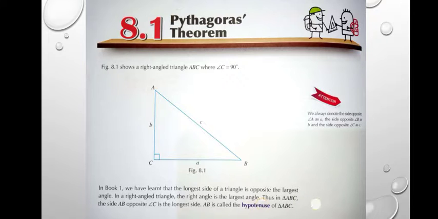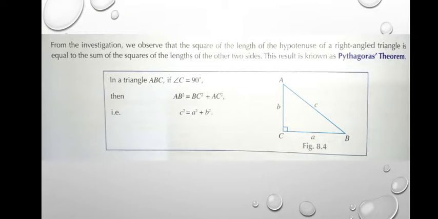Okay. Thus, in triangle ABC, the side AB, this one, opposite angle C, is the longest side. AB is called the hypotenuse of ABC. From the investigation, we observe that the square of the length of the hypotenuse of a right angle triangle is equal to the sum of the squares of the lengths of the other two sides. This result is known as Pythagoras Theorem, like this.